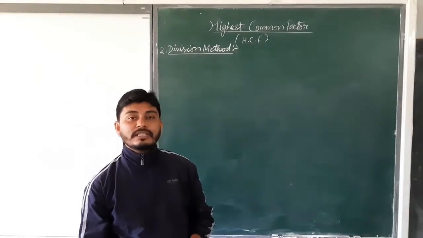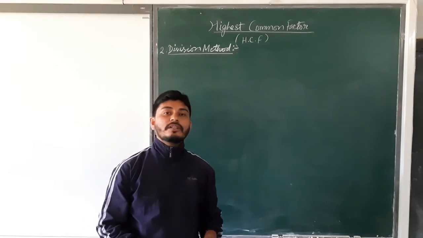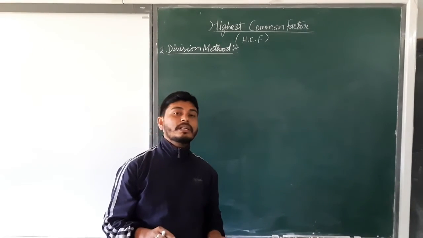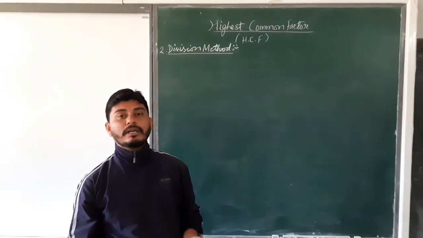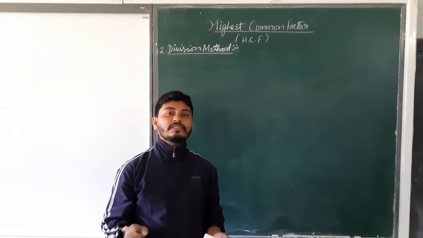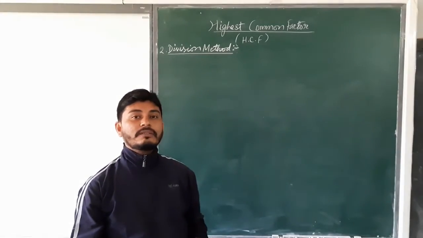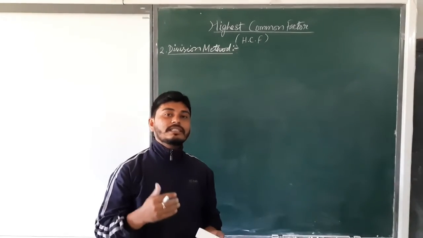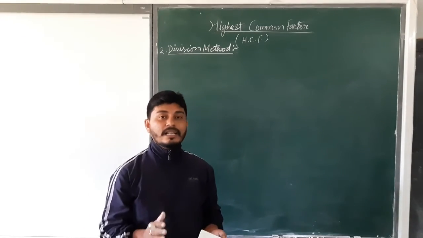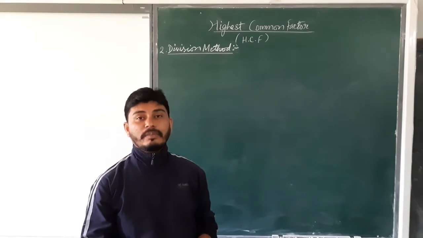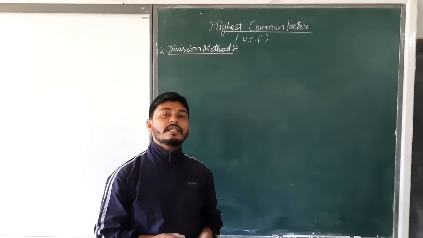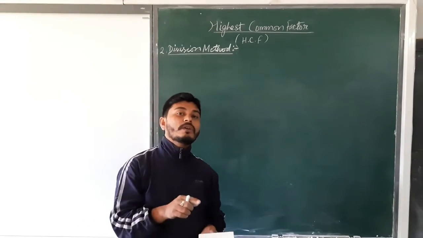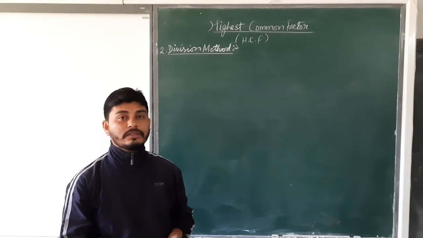Now in division method, to find HCF by division method, first of all we divide the greater number by the smaller number, and then next we divide the first divisor by the remainder, and then this process is repeated till we obtain 0 as the remainder. Once we obtain 0 as the remainder after repeated division, the last divisor will be the HCF of those numbers.